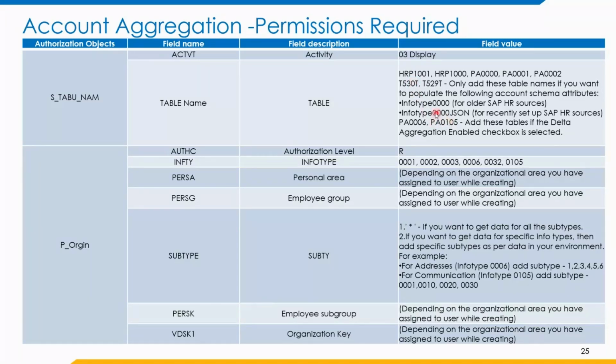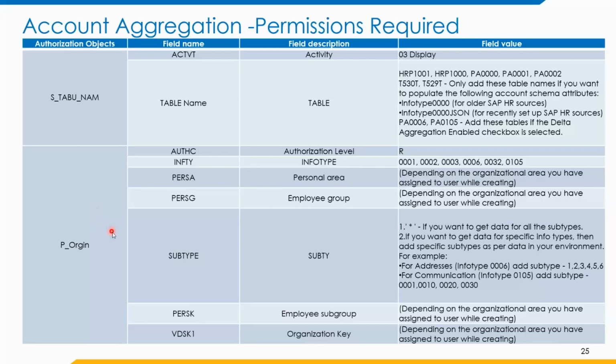If we want to enable delta aggregation, which is a supported feature of SailPoint IdentityNow, we also need to include these two table names, that is PA0006 and PA0105. These are the two table names that need to be included in order to achieve the delta aggregation feature.